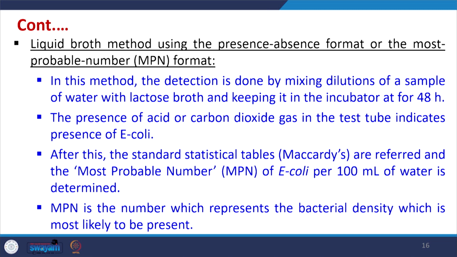Now, there is another method, a liquid broth method, using the presence or absence format, and the most probable number, this MPN, is reported. In this method, the detection is done by mixing dilutions of a sample of water with lactose broth and keeping it in the incubator for 48 hours. The presence of acid or carbon dioxide gas in the test tube indicates presence of E. coli. After this, the standard tables are referred to and the most probable number of E. coli per 100 ml of water sample is determined. MPN actually represents the bacterial density which is most likely to be present. So, we can report the MPN also.